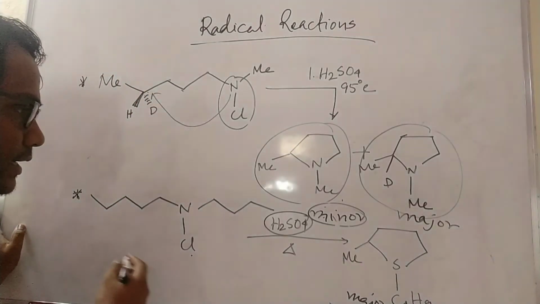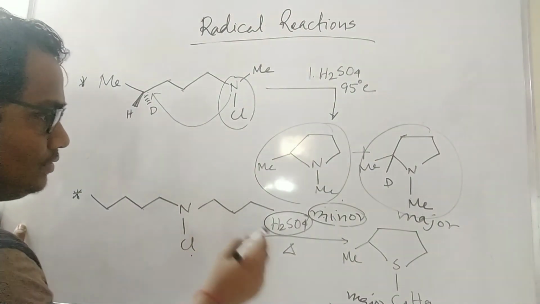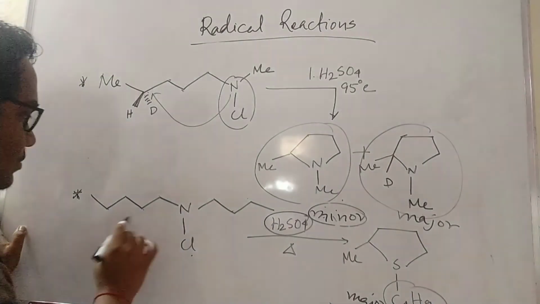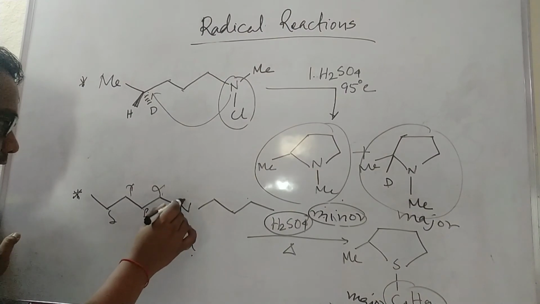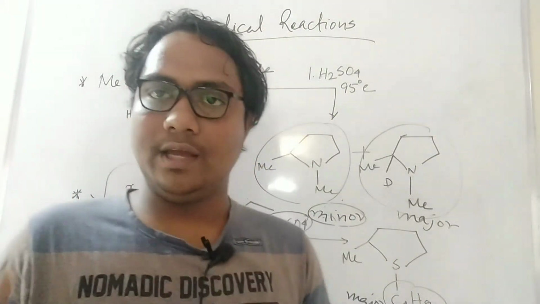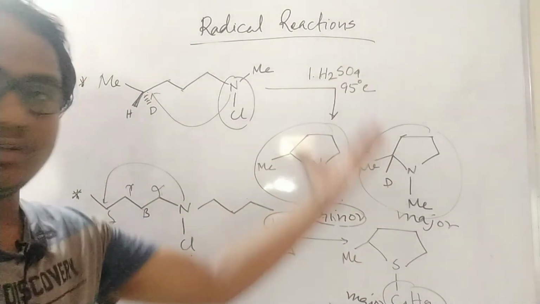So what happened here? C4H9, 1, 2, 3, 4, this part will remain. Now this part will remain, and here it is formed. So alpha, beta, gamma, this delta will come and attack there, and this is the major product. So this is the application of the HLF reaction. See, this is the major product. These are two applications.